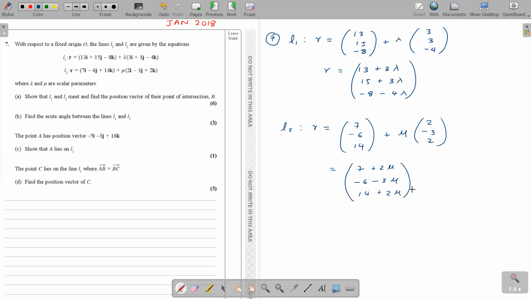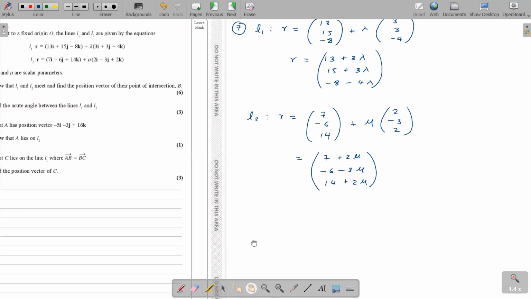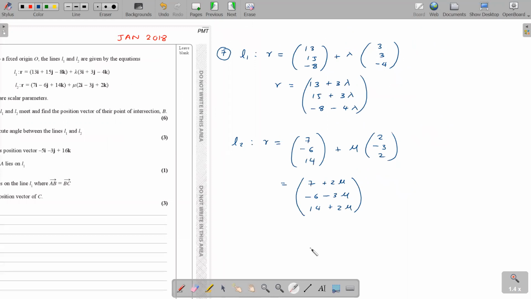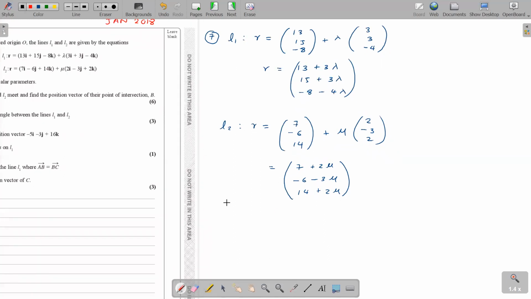This is line 2. Then we are supposed to show that line 1 and line 2 meet. So basically what you do here is you have the x, y, z general coordinates of line 1 and line 2, with the two parts added together. So let's equate, to get 3 equations. First equating the x coordinate, I get 13 plus 3 lambda equals 7 plus 2 mu. So this gives me the equation 3 lambda minus 2 mu equals 7 minus 13, isn't it? 7 minus 13 is minus 6. Do you agree with me?